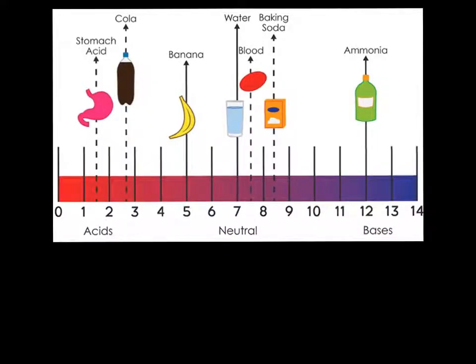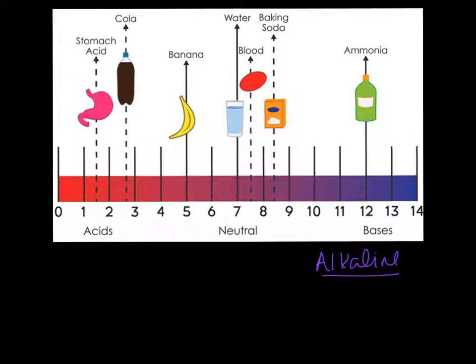Alright, so this is a basic pH scale, and what we see is the pH down here from 0 to 7 is acidic, at 7 it is neutral, and then above 7 is a base. It's also called an alkaline. Okay, so if you see alkaline, that means bases too.